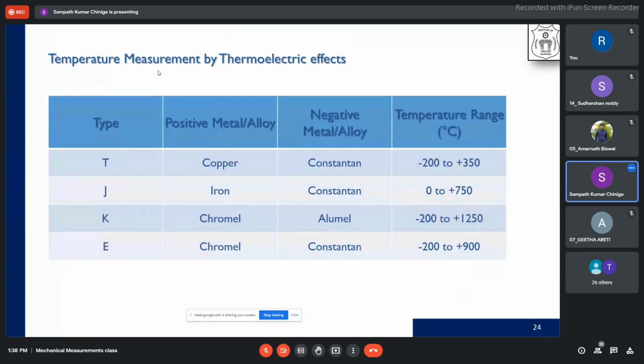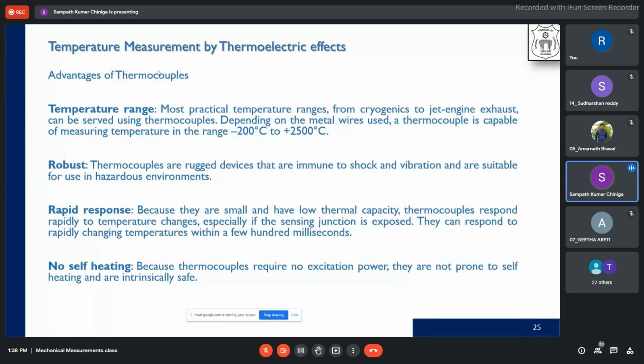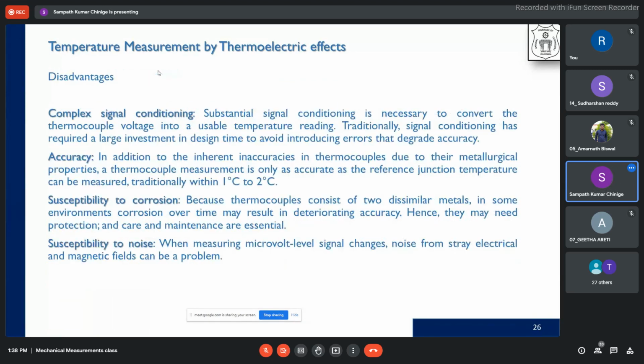And then different types of thermocouples. What are the thermocouples made up of? What are the temperature ranges? And what are the advantages of using thermocouples? We have looked at that. And then the disadvantages while using the thermocouples. We also discussed this quite a bit.